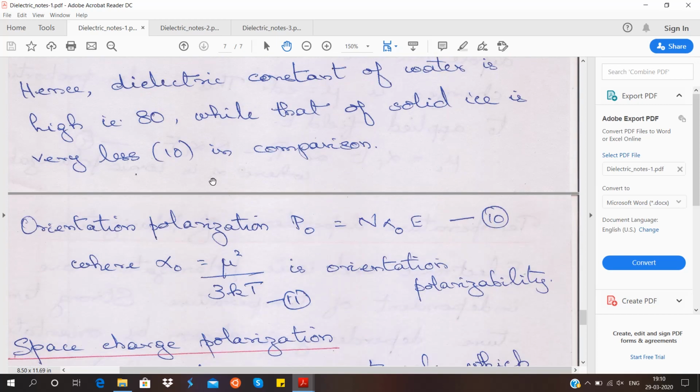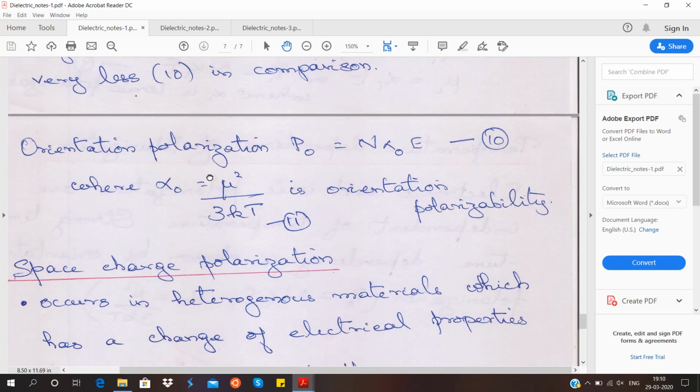Exactly the same way how we represented electronic polarization and ionic polarization, we can also represent orientation polarization. Orientation polarization is given by PO is equal to N, once again the number of dipoles or the number of molecules, into alpha O, which will be the orientation polarizability, into the applied electric field E.